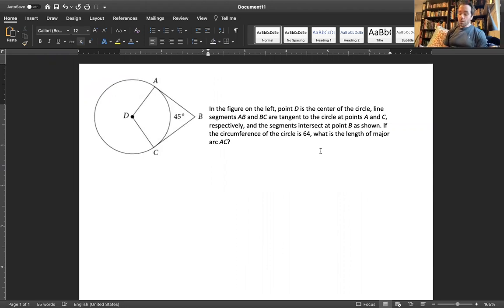Okay. In the figure on the left, point D is the center of the circle. That's this point right here. Line segments AB and BC are tangent to the circle at points A and C, and the segments intersect at point B. Okay, so we have a picture, but also a written description. When the picture makes it clear what's happening, you don't necessarily need to read the description. You can just look at the picture and say, okay, what is going on in this picture? And then skip right down to this. If the circumference of the circle is 64, what is the length of major arc AC?